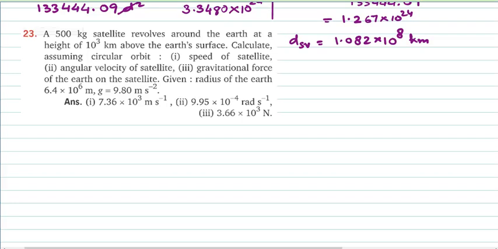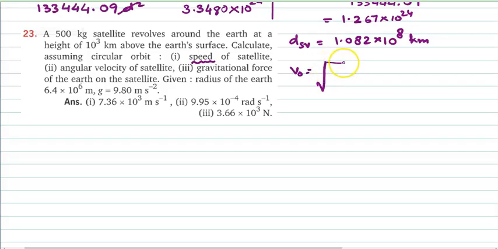So the question is all about a satellite revolving around the sun. Sorry, around the earth. So with the satellite, when it is revolving around the earth, what are we required to find out? We are required to find out the speed of the satellite. That means we are interested in finding out the orbital speed of the satellite. So what is the formula of orbital speed of the satellite?